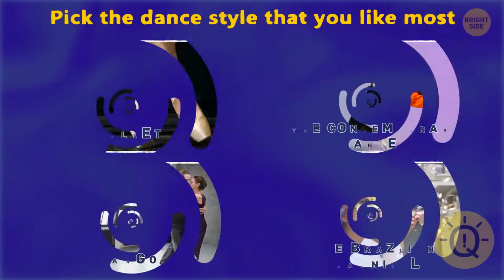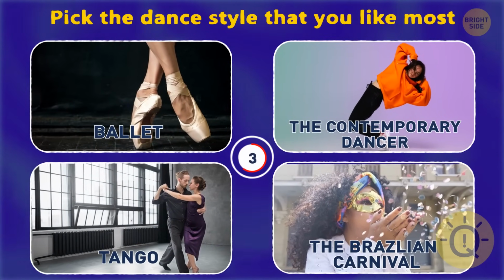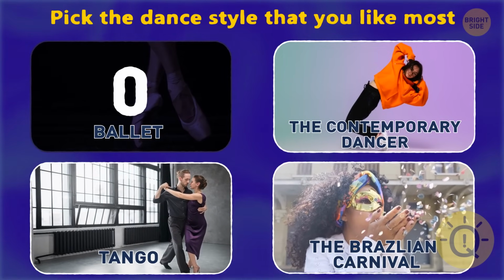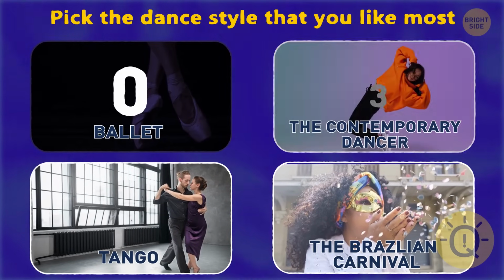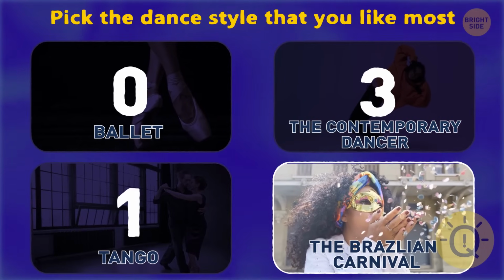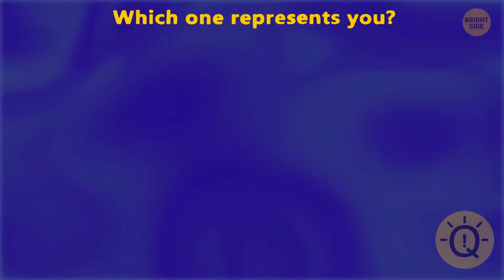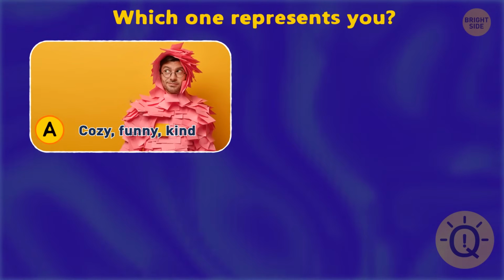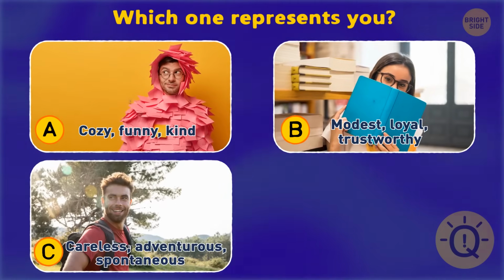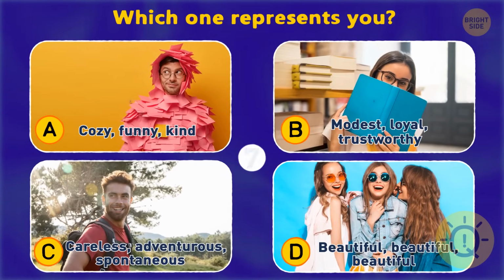Pick the dance style that you like the most. Ballet dancers bring 0 points to your score. The contemporary dancer brings you 3 points. If you pick the tango, grab 1 point. And the Brazilian Carnival brings you 2 points. Which one represents you? Cozy, funny, kind. Modest, loyal, trustworthy. Careless, adventurous, spontaneous. Beautiful, beautiful, beautiful.